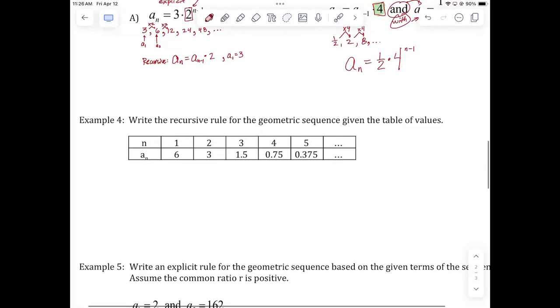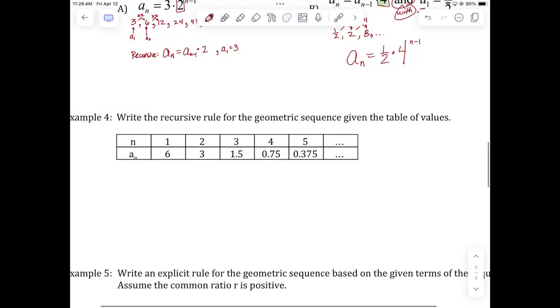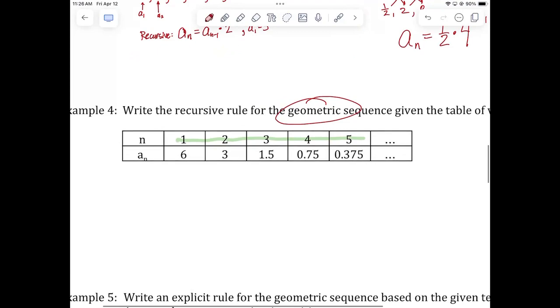Write the recursive rule for the geometric sequence given in the tables. It tells us it's geometric, doesn't it? So the first thing I'm going to notice is I am counting by ones. That's important. 1, 2, 3, 4, 5. Those are your counting numbers, your natural numbers, your positive integers. I know it's a geometric series.